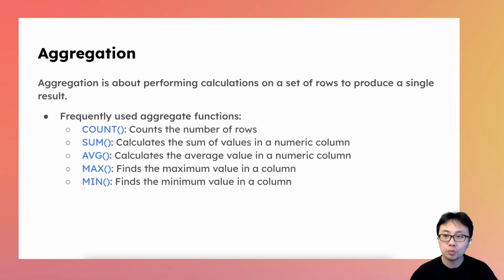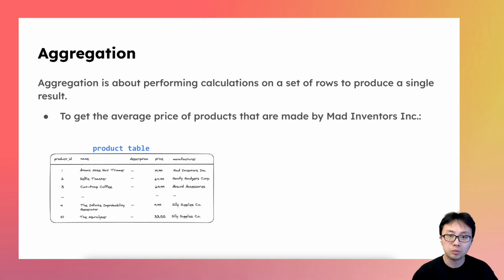All functions are structured the same. The function name is followed by a round bracket. Most functions are only applicable to a single column with proper data type, except for the count function. Let's see a few examples of the aggregate functions to get a better sense of how they get applied. Think about we are still dealing with the product table from the Sci-Fi Collective database. Our goal this time is to calculate the average price of products that are made by Made in Ventures Inc.